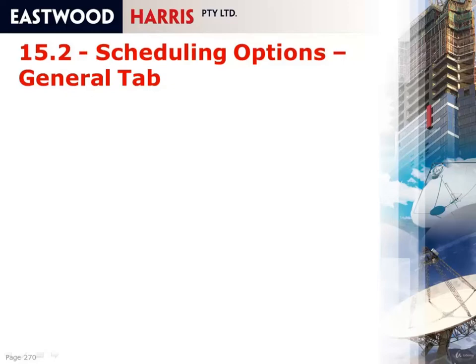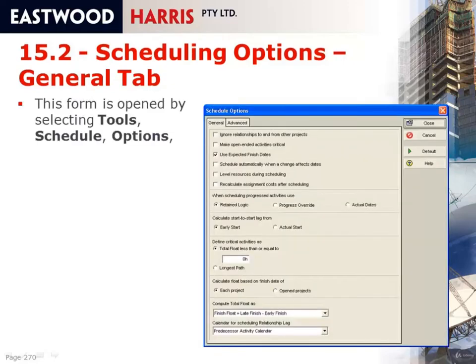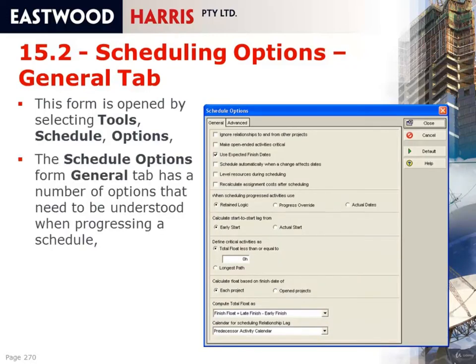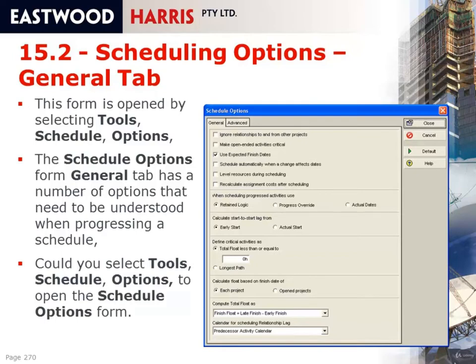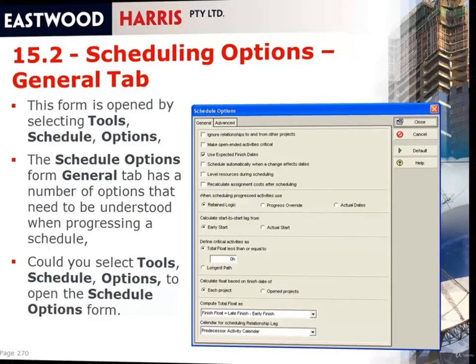Scheduling Options, General tab. This form is opened by selecting Tools, Schedule Options. The Scheduling Options form General tab has a number of options that users need to understand when progressing a schedule. Could you select Tools, Schedule Options to open the Scheduling Options form, and we'll go through these now.